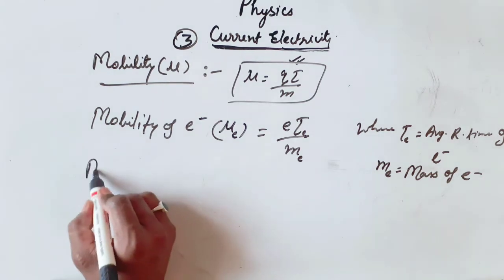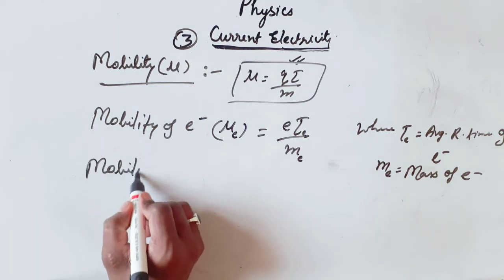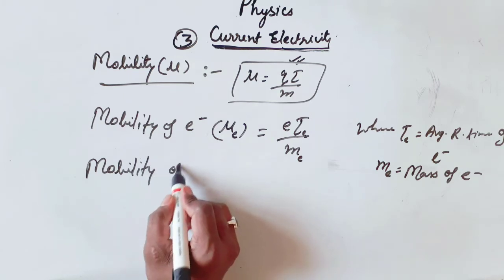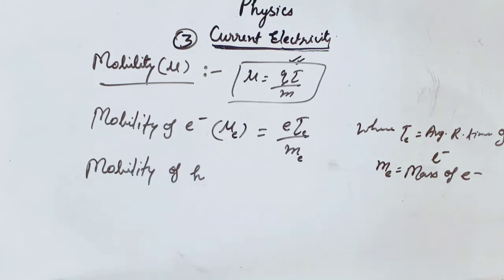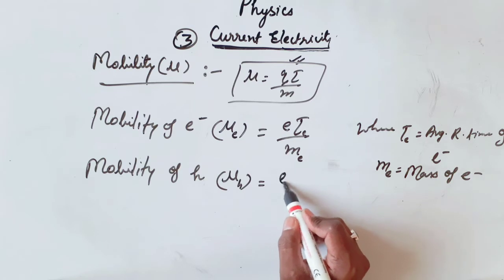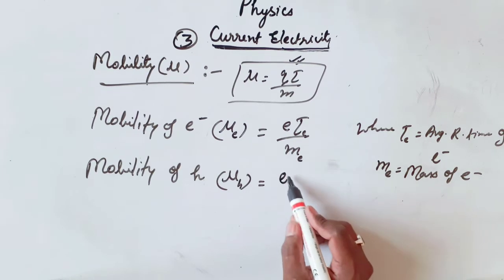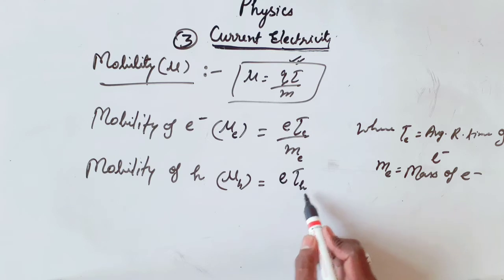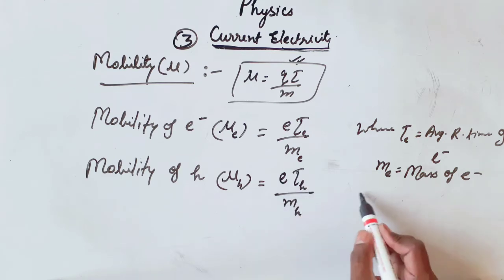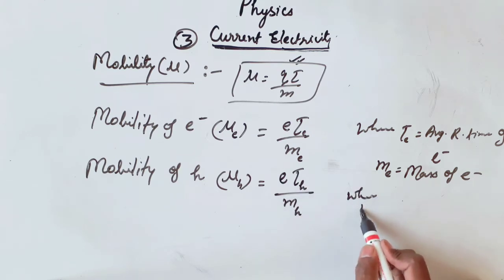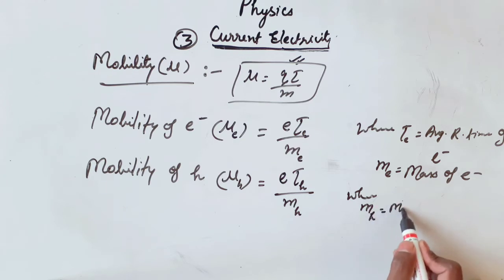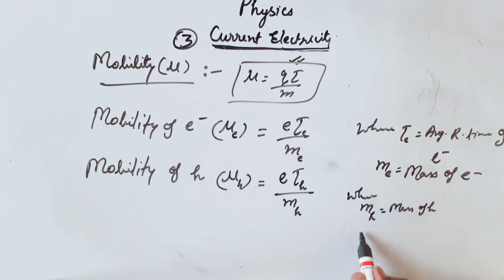If holes are moving in a semiconductor, then the mobility of the hole, with the charge on holes also equal to e, will be e into tau h upon m h, where m h is the mass of the hole and tau h is the average relaxation time taken by the hole.